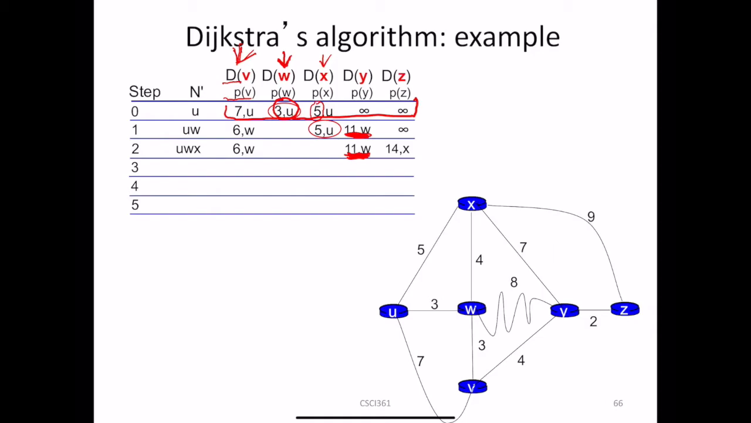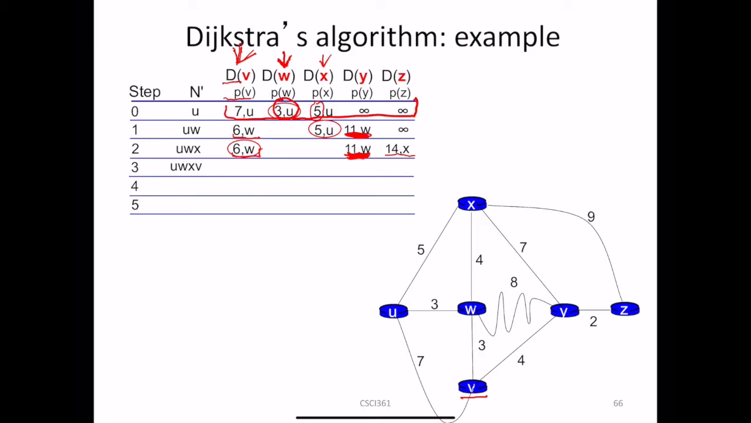And for node Z, from X we can find a path which is UXZ. The path cost will be 5 plus 9 equal to 14. Compared to the old value infinity, we can update D(Z) with 14X. And for node V, since there's no direct path from X to V, we just keep the old value 6W. Among these three values, 6W is the smallest one. Therefore, we put V into set N prime.